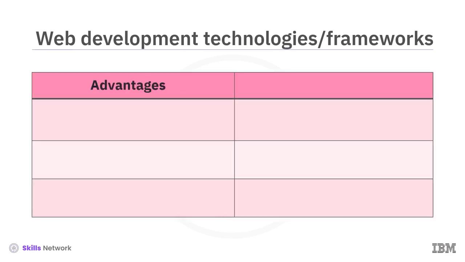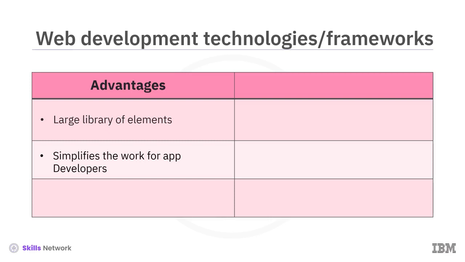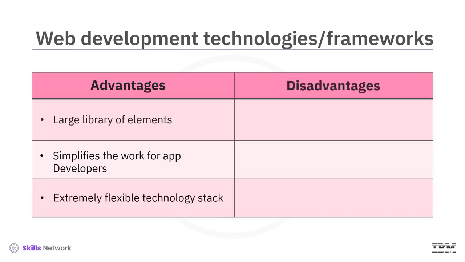Some advantages of Ionic are: it includes a large library of elements for both the iOS and Android platforms. It makes it easier for app developers to create web pages that can be seen on a web browser. Its technology stack is extremely flexible. Here are a few disadvantages. Periodic updates necessitate a change in the application to reflect the most recent modifications.